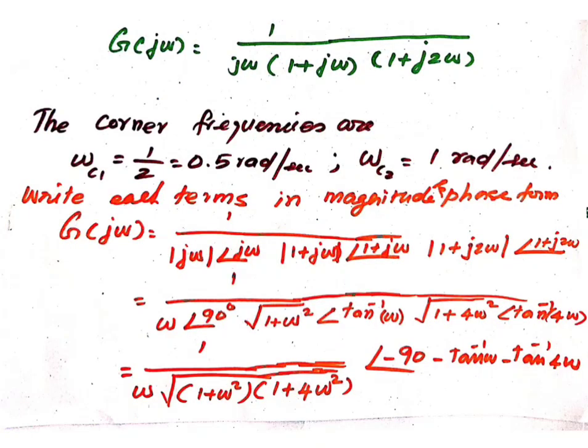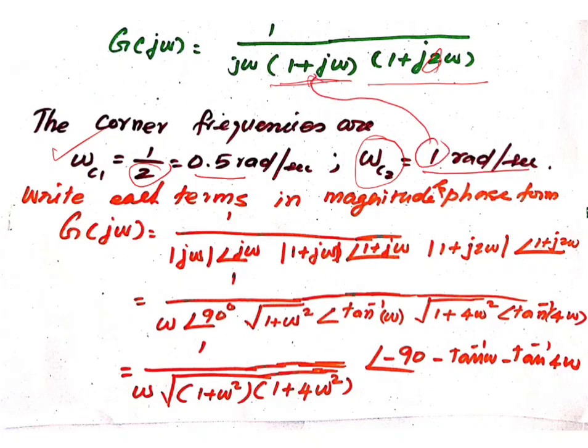Now we need to find the corner frequencies. When you look at the transfer function, we have two corner frequencies, one related to this term and another related to this term. The first corner frequency, ωc1, is 1 by 2, where 2 is the coefficient of jω, so 1 by 2 is equal to 0.5 radians per second. And ωc2, the second corner frequency, is 1 radian per second, which is related to the coefficient of jω in this polynomial.